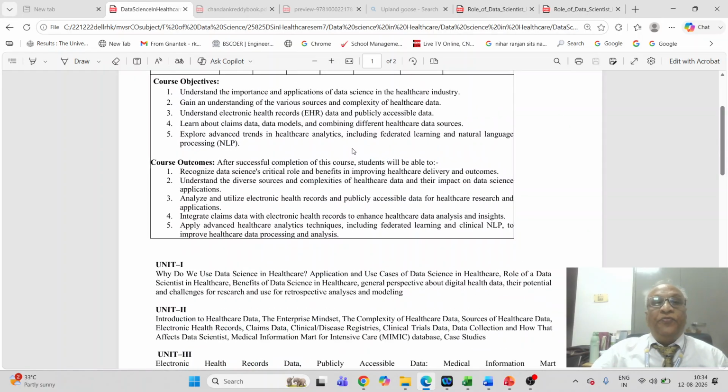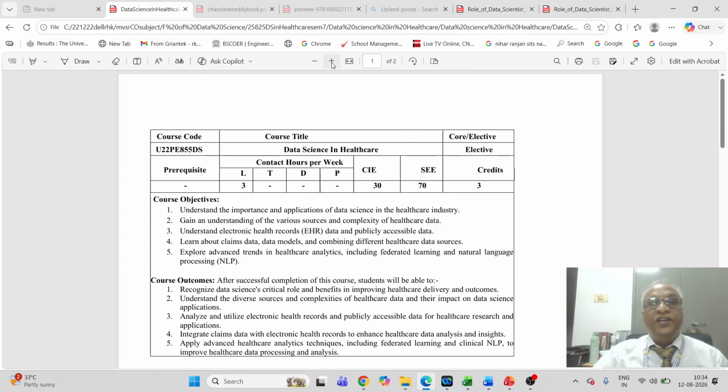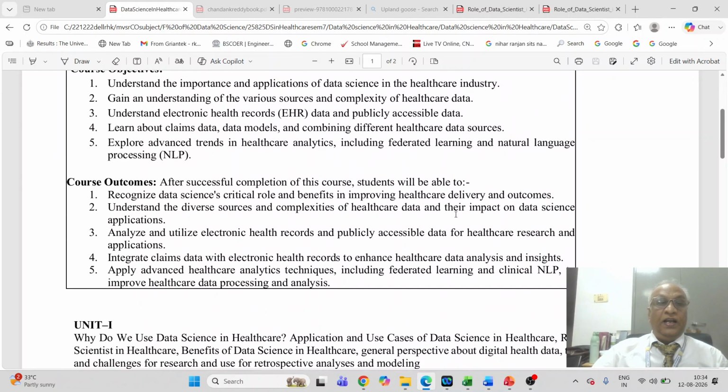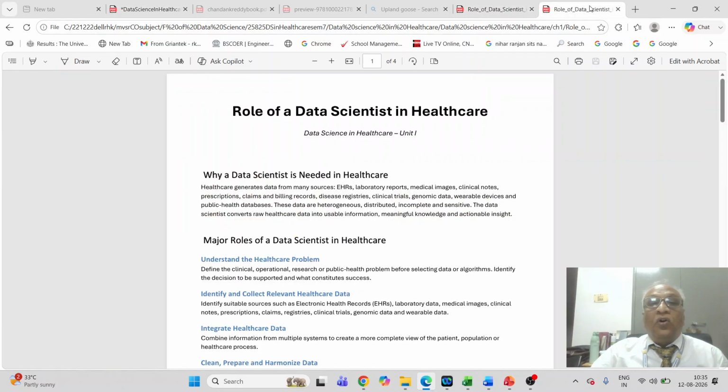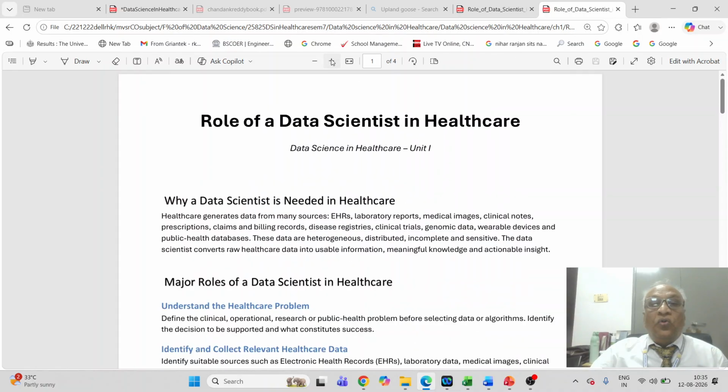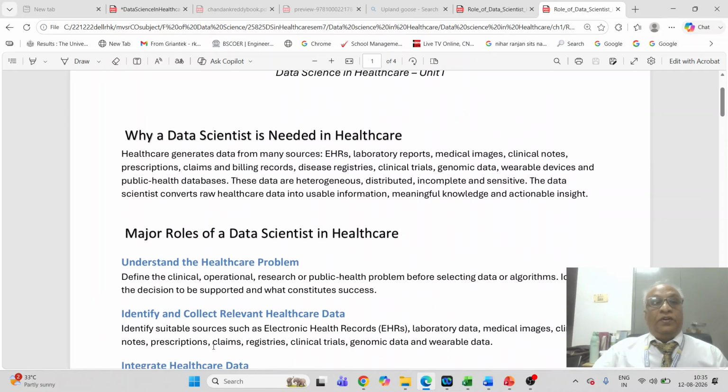So, the subject is data science in healthcare, and today's topic being discussed is the role of a data scientist in healthcare. So, first one is why you need a data scientist in healthcare, right?